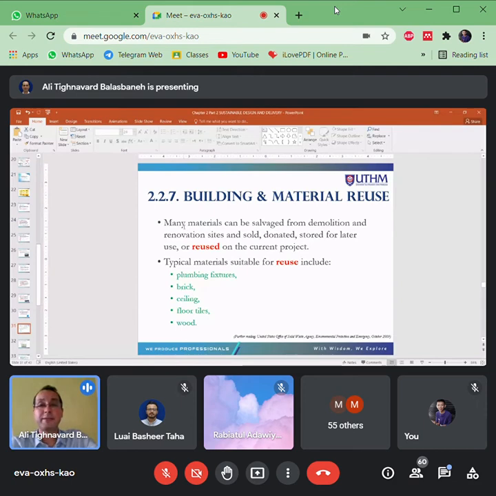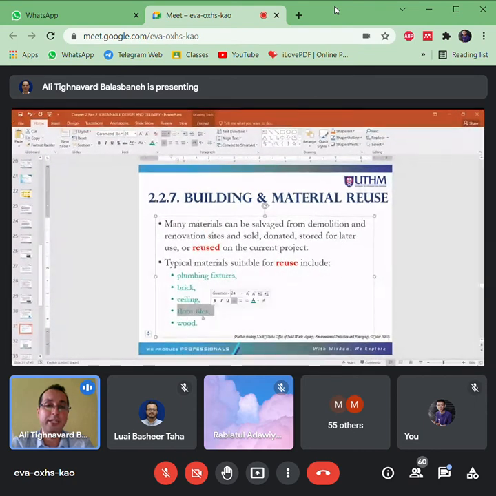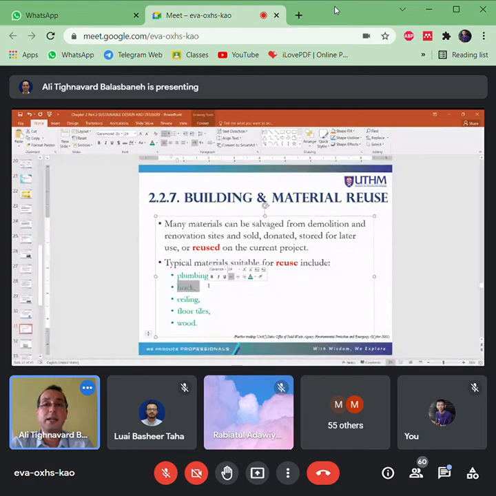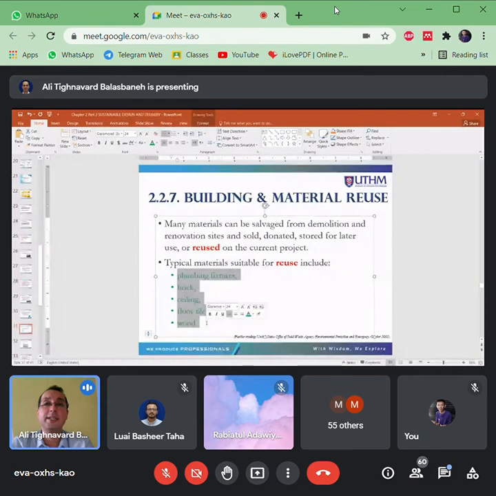So here, many materials can be salvaged from demolition and renovation sites. These materials are suitable for reuse, such as what is mentioned here, you can read it. Wood, and actually for the brick, mostly used as reused, not recycled. But all these materials can be reused.